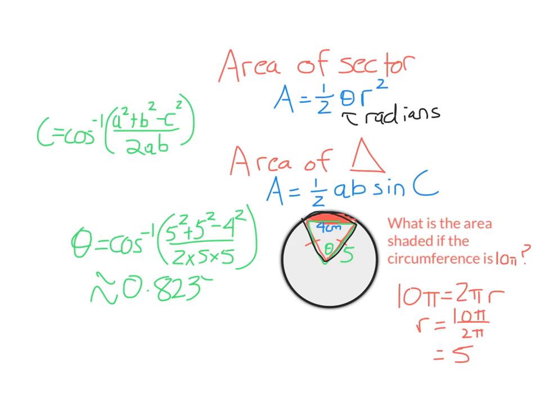So therefore, the area of the sector being this whole thing here, I can just use this formula very simply. And so putting this on my calculator, the area of the sector is about 10.29 units. So now I'm going to find the area of the triangle and then subtract.